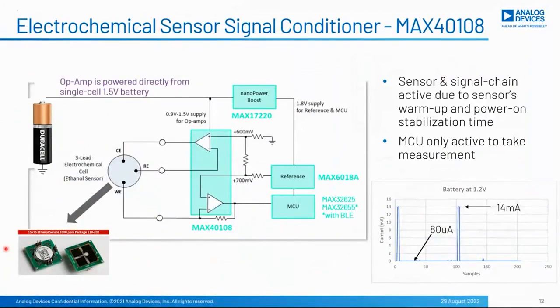Our signal chain solution for these sensors is designed using two MAX40108 op-amps, which are the industry's lowest supply voltage, high-precision amplifiers. The signal chain is powered through a 1.5 volt battery and always remains active to keep the sensor stabilized. The MCU is timed to activate only for measurements. This saves a tremendous amount of power. By the way, we have a working demo for the sensor, and the video and app note will be updated soon on the Analog website.